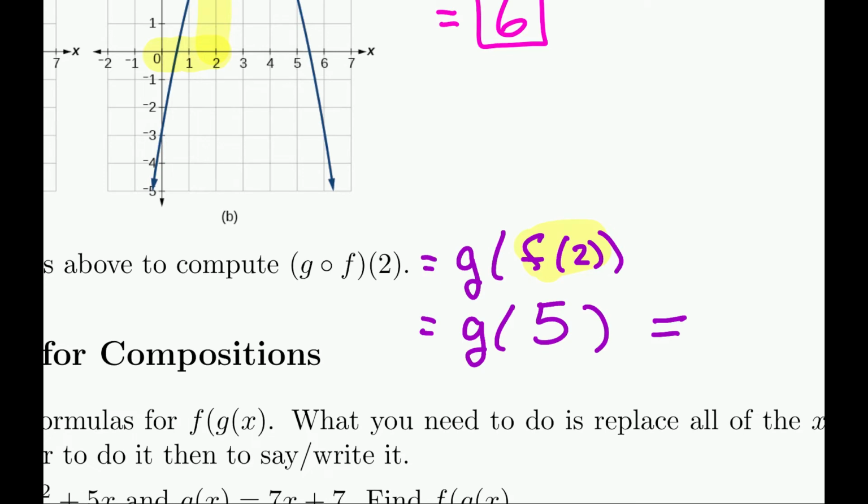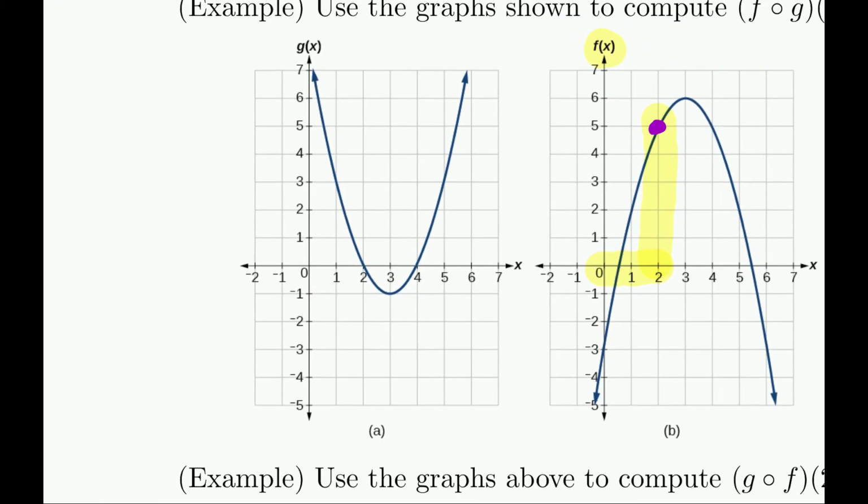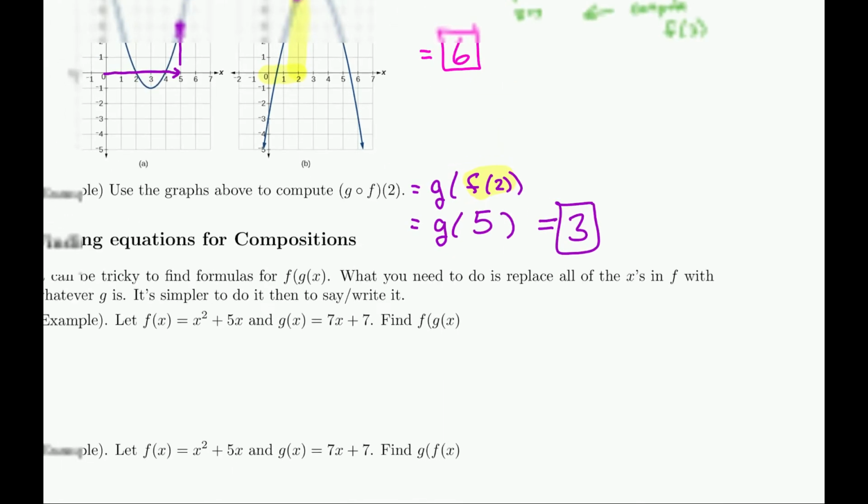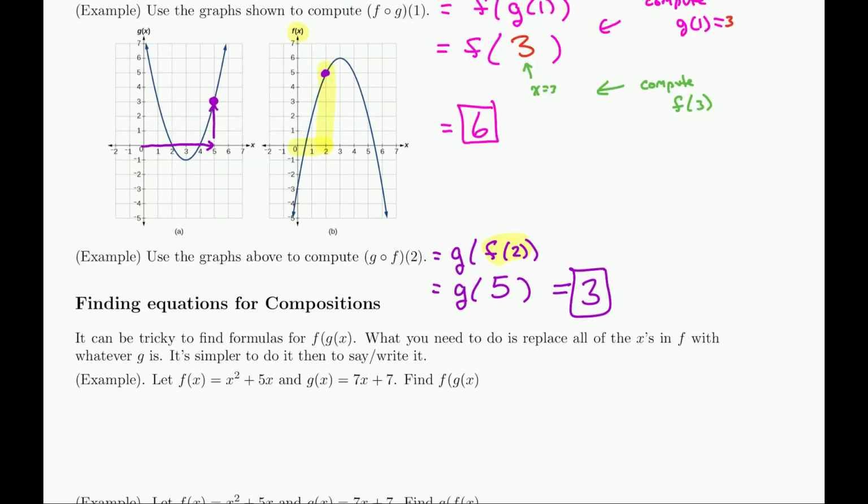So we're going to go to the g graph, which is the first graph, and it's g of 5. So you come over here to the 5, and then you come up here to get the dot, and it looks like g of 5 is going to be 3. And there you go. Answer is 3. Okay, so those are actually pretty straightforward, and the graphs are maybe a little bit harder than the table of values, but basically it's the same process, okay?